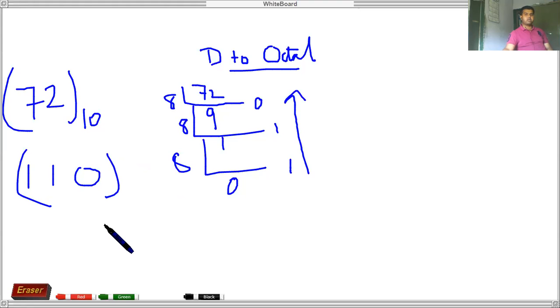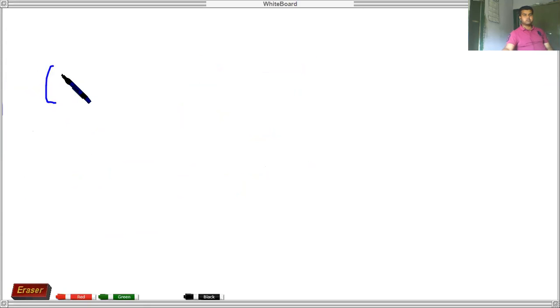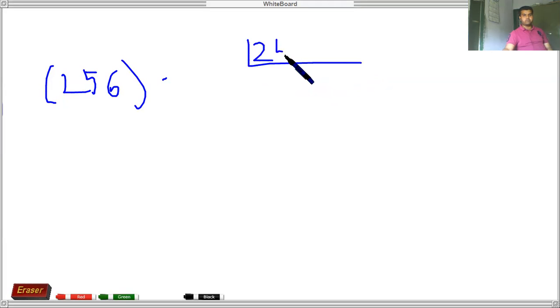Okay, so we will try some other question also with a bigger number. Right, 256. Convert into octal. So you have 256.